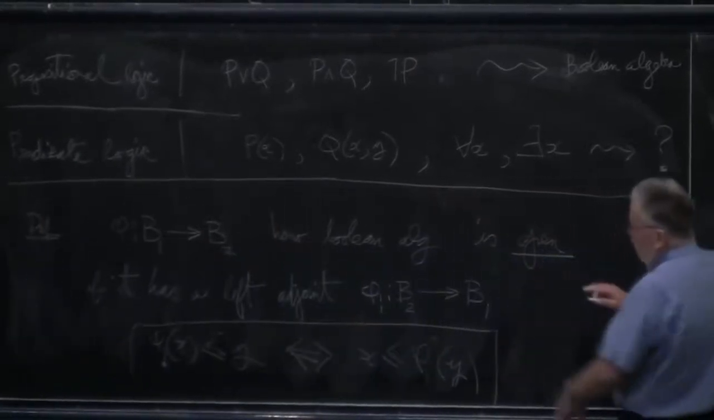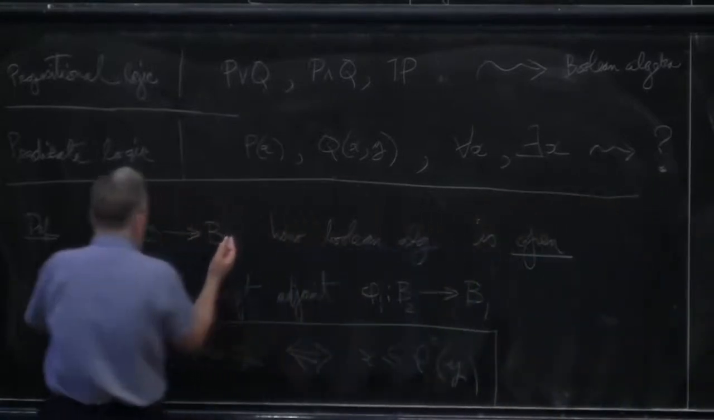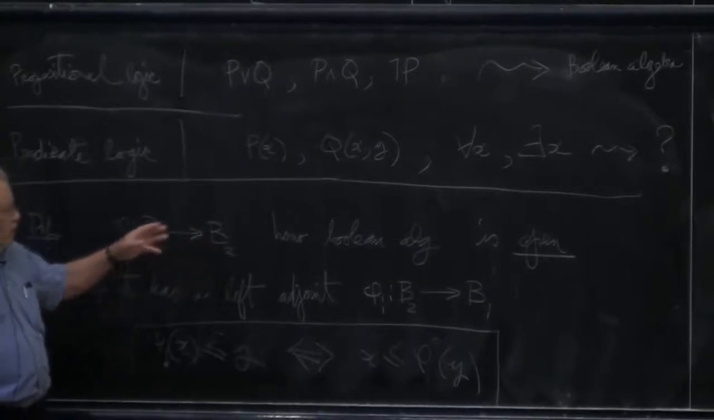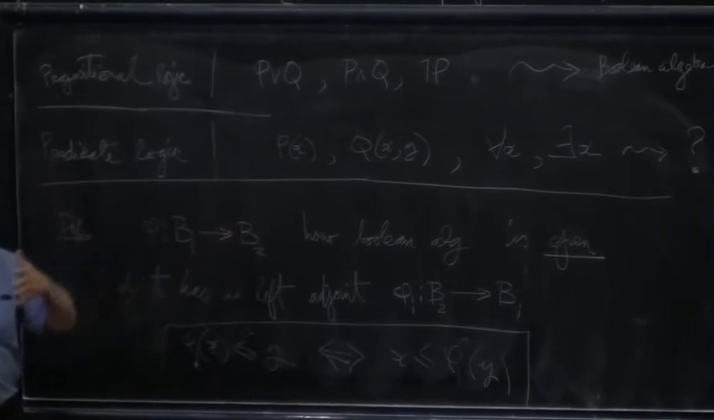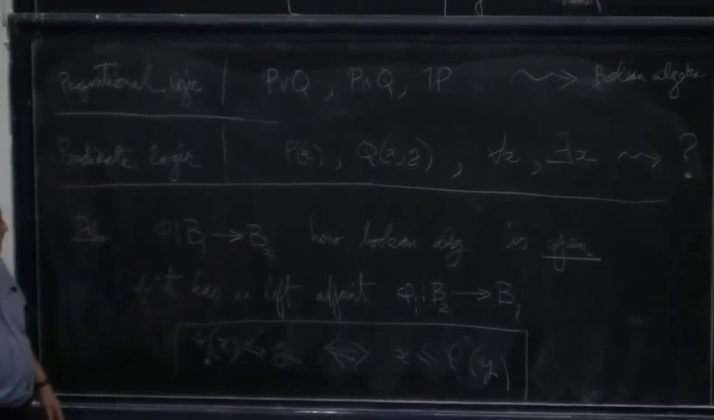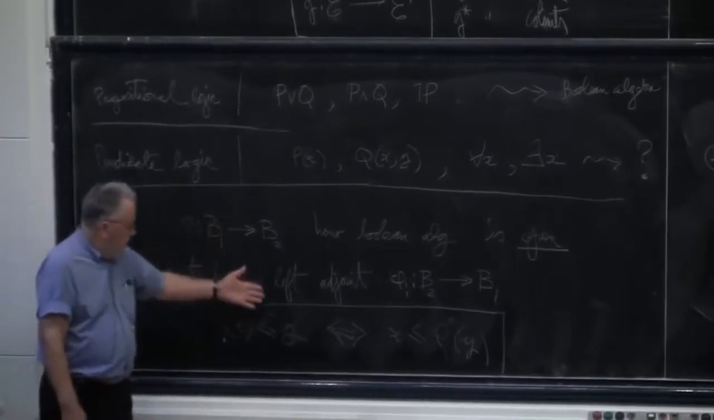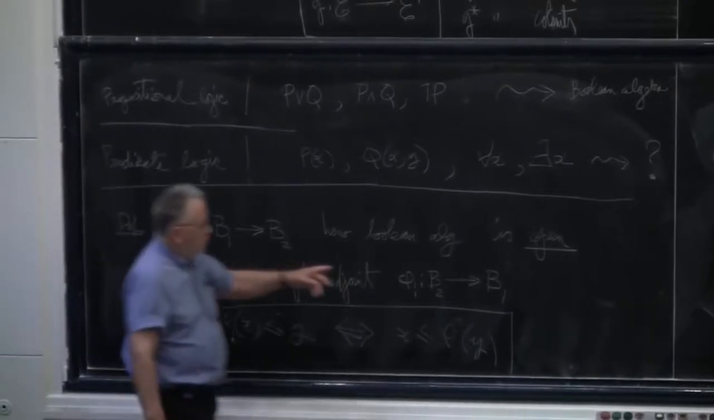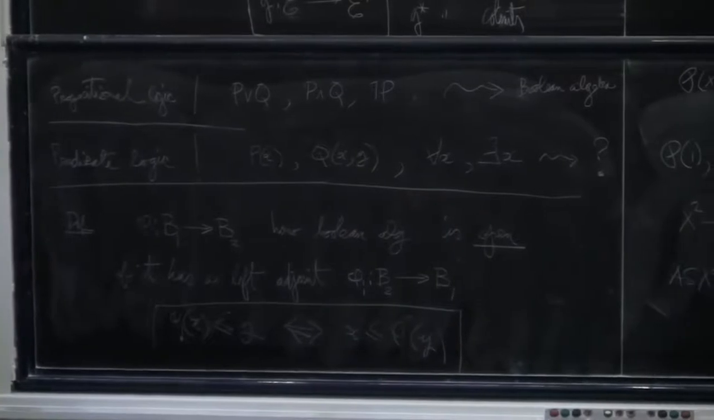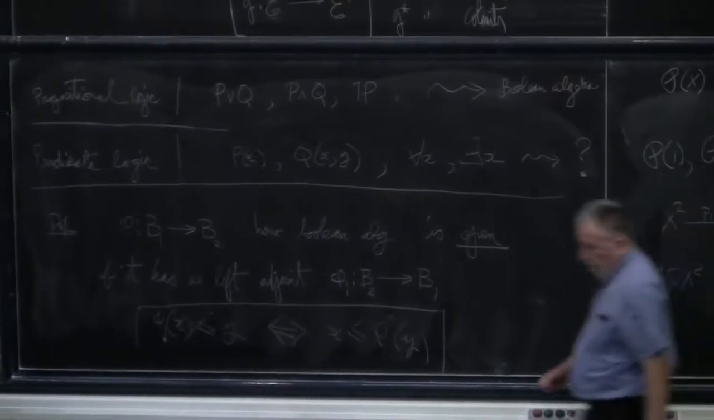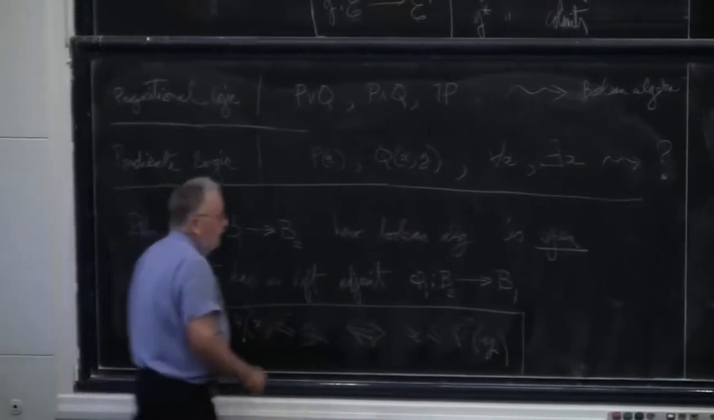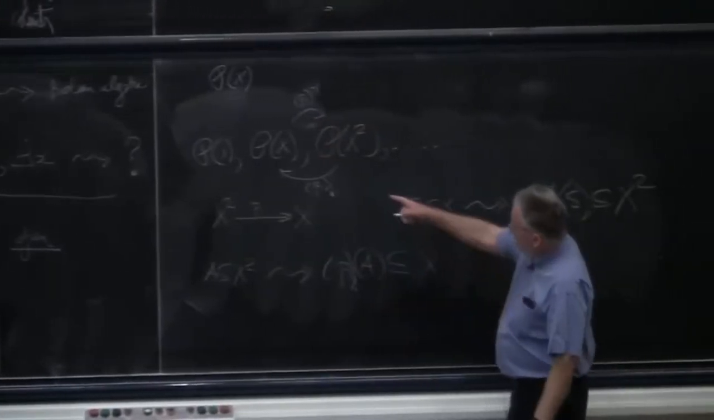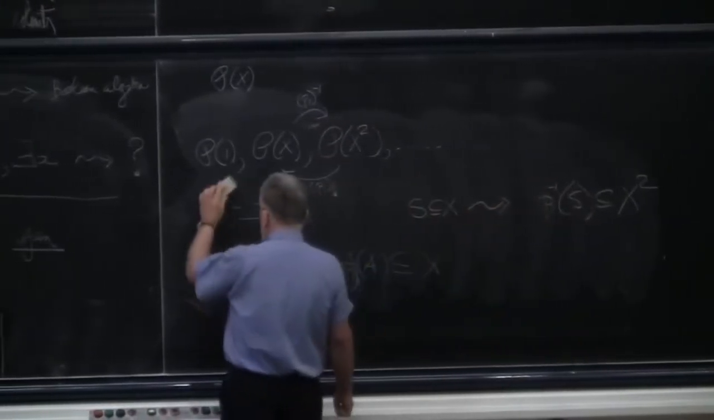And I call it open because, with Stone duality, a homomorphism of Boolean algebras corresponds to a continuous map between Stone spaces. Now, if this continuous map is an open map, if it takes an open subset to an open subset, then the homomorphism would have a left adjoint, and conversely. So this condition really refers to Stone duality. So I call it open. Okay. And here we see that this homomorphism is open because it has a left adjoint.